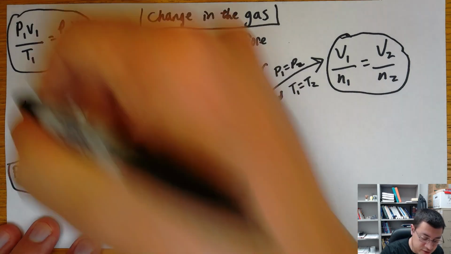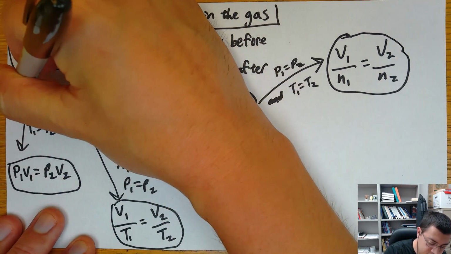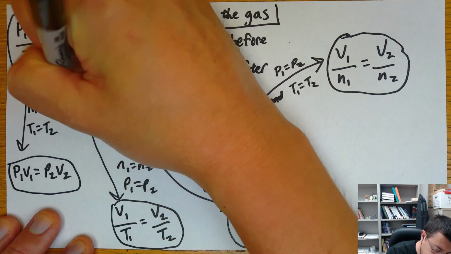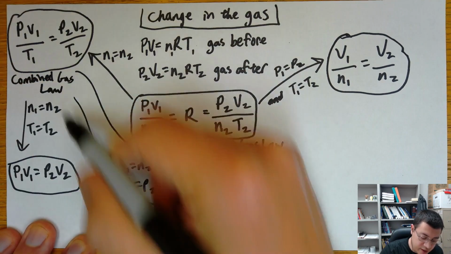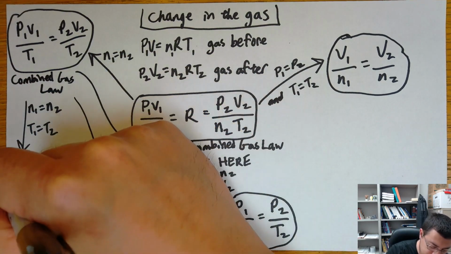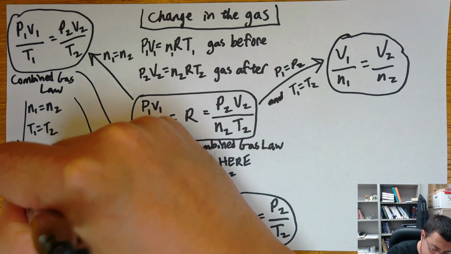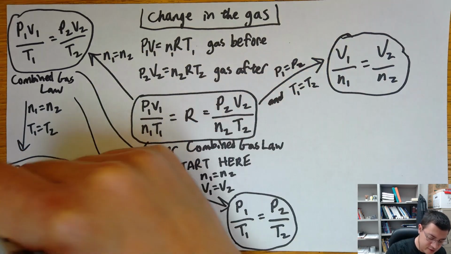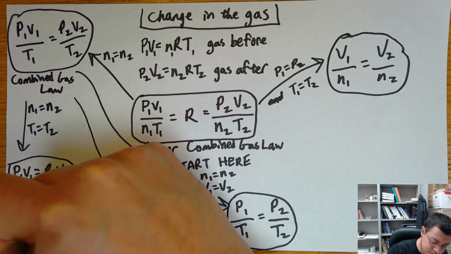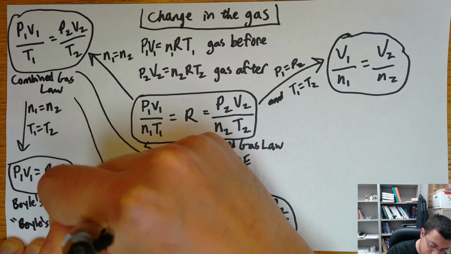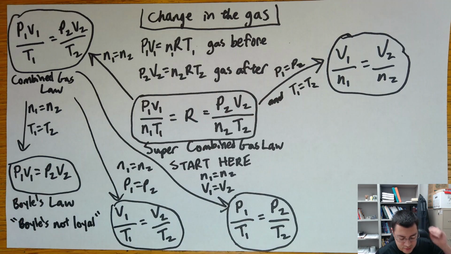Anywho, all right, here's the names. This is called the combined gas law, this top right one. All right, and then this bottom one is called Boyle's law. I got a corny rhyme for Boyle's law, and it goes, Boyle's not loyal. Boyle is not loyal.